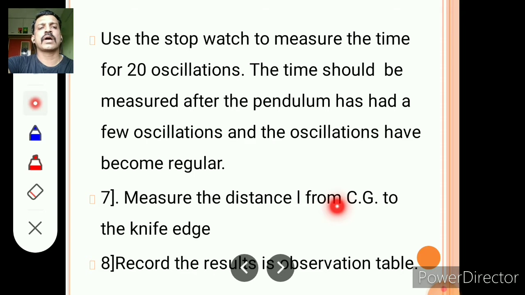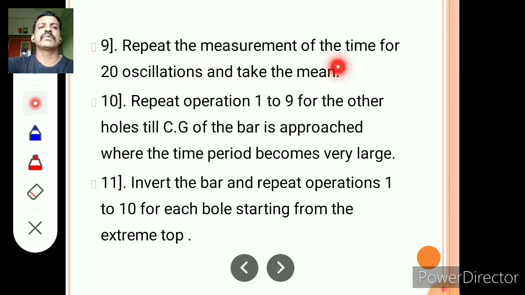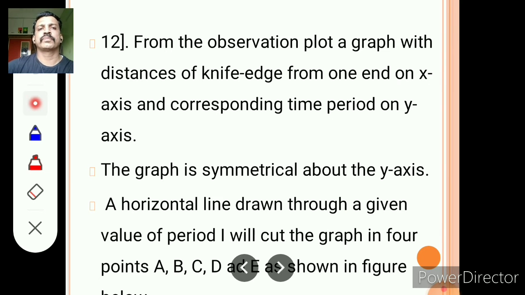Measure the distance l from the center of gravity to the knife edge. Record the results in the observation table. Repeat the measurement of time for 20 oscillations and take the mean. Repeat the operation for other holes till the center of gravity of the bar is approached, where the time period becomes very large. Invert the bar and repeat the operation for each hole starting from the extreme top.